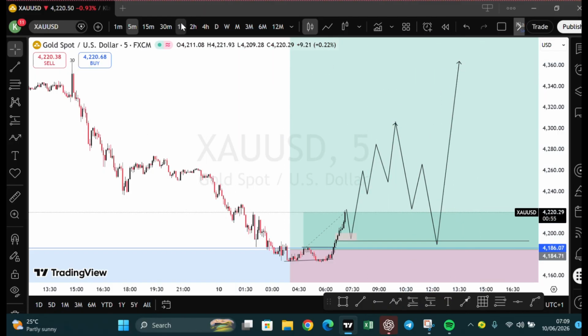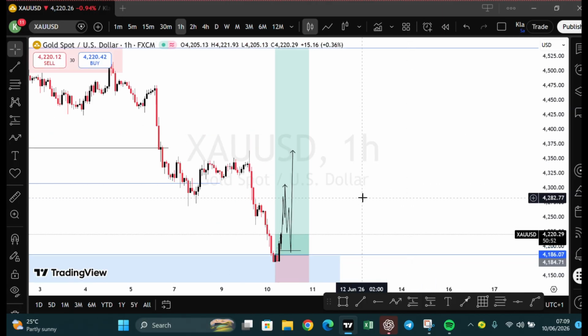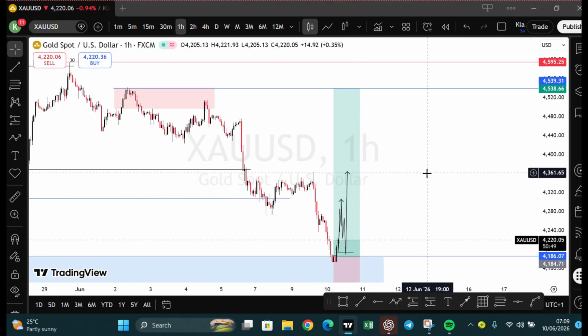So that is what it looks like. For us in our community, we're already in this trade, we're already riding good. Our take profit is around 4538.63. That is what we are targeting for good.